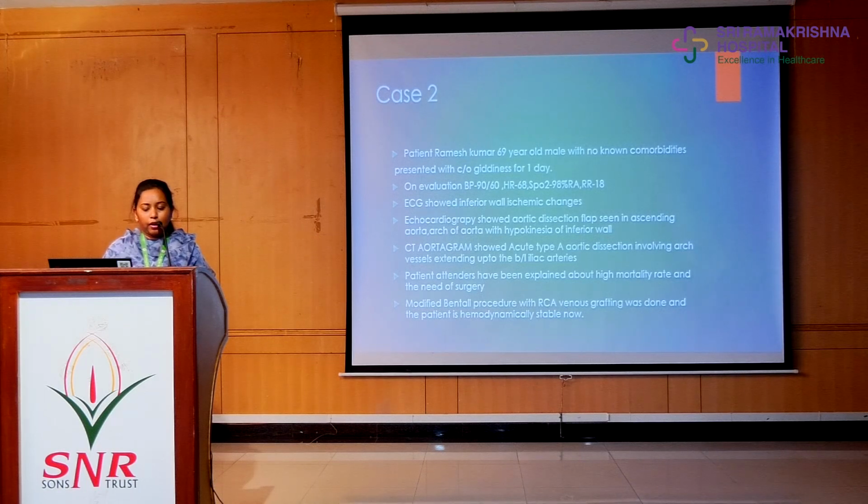The very next day, the patient was stabilized and a modified Bental procedure with RCA venous grafting was done, and the patient is hemodynamically stable now. He is still admitted in the CTVS ICU. He is doing very well. He is extubated and he is conscious and oriented now.